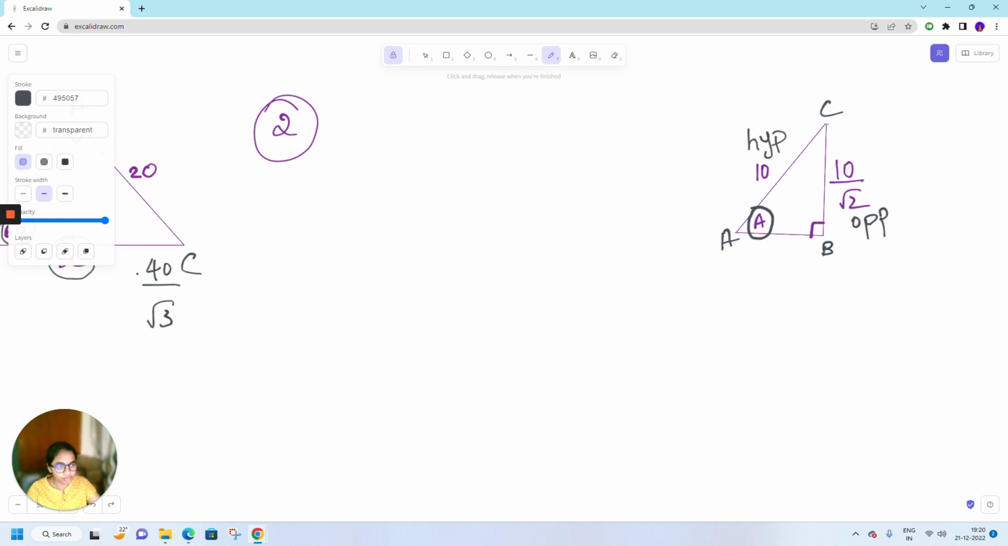In which formula do you get both opposite and hypotenuse? In sine theta, right? Let me write sine A is equal to opposite divided by hypotenuse. Now sine A value is how much? Opposite value is 10 divided by root 2, whole thing divided by hypotenuse value 10. So this 10 and this 10 get cancelled.